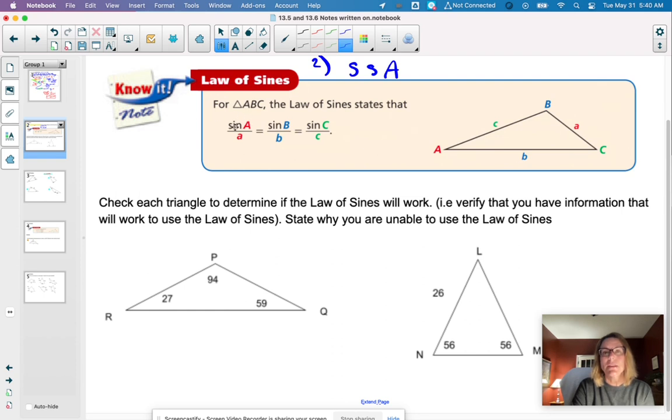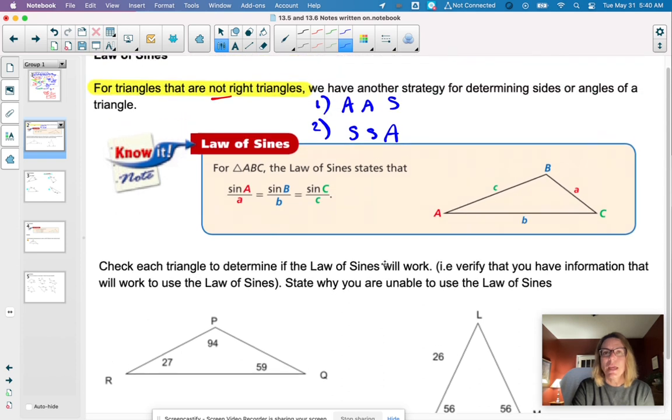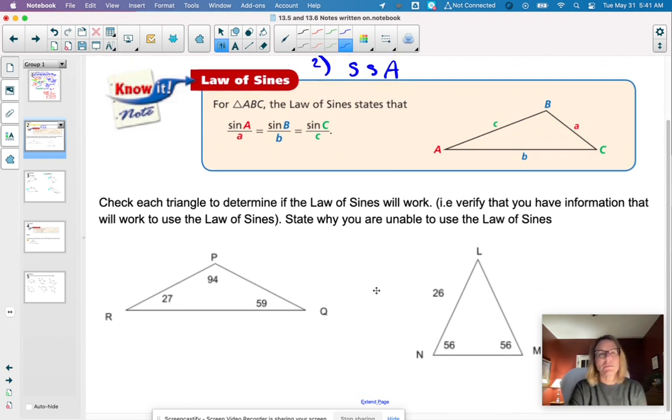So Law of Sines states that the sine of A divided by the length of side a is equal to sine of B divided by the length of side b, equals sine of C divided by the length of side c. So we can use any combination of these to find the other parts of the triangle that we're trying to find. But again, when we say angle, angle, side, what that's referring to is we must know this angle and this side, or this angle and this side, or this side and this angle. That's what that means. And we'll go over an example.